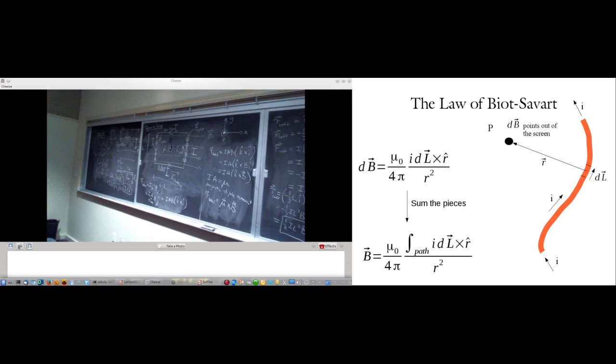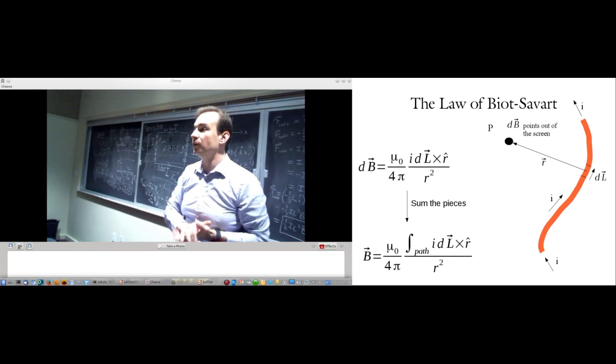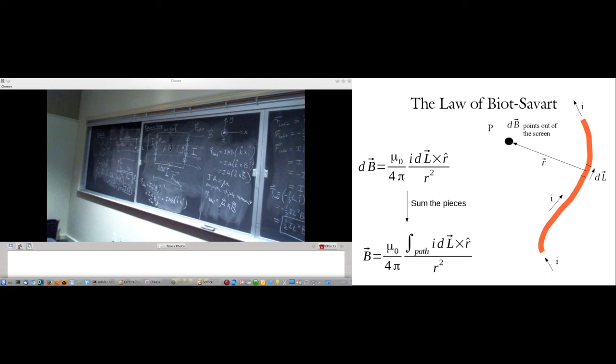And the only way you can describe that is with a cross product. You have to know the dL, you have to write down the r, and you have to then from that compute the direction of B and the magnitude of B. Now the magnitude of B comes from multiplying I dL and then the unit vector r hat and dividing that whole thing by the distance squared.